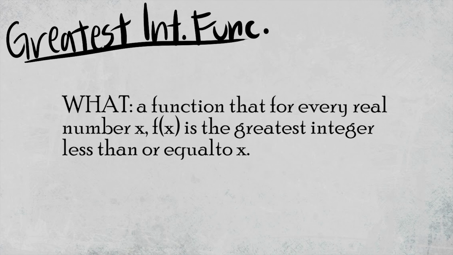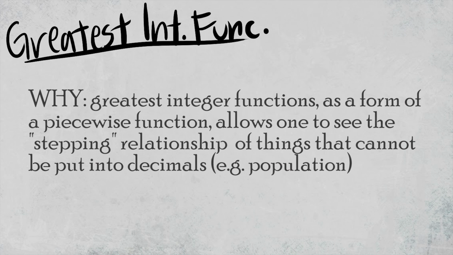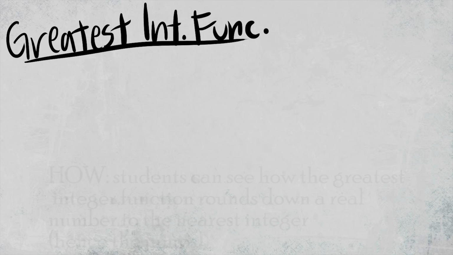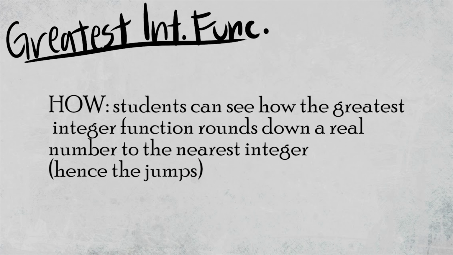What? A function that for every real number x, f of x is the greatest integer less than or equal to x. Why? The greatest integer function, as a form of a piecewise function, allows one to see the stepping relationship of things that cannot be put in decimals, like population. How? Students can see how the greatest integer function rounds down to the nearest integer, hence the jump.